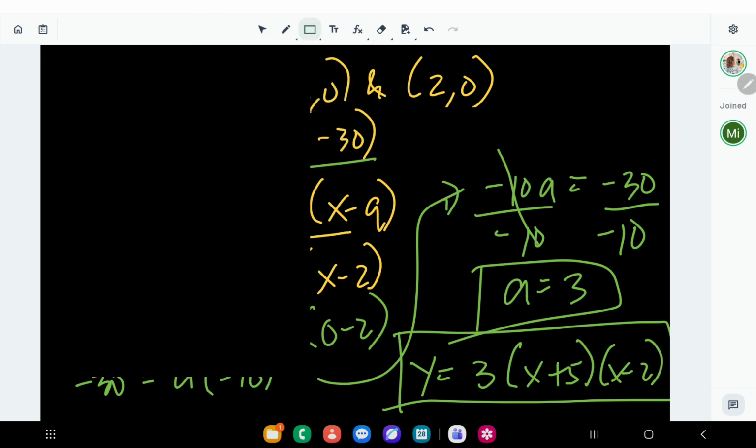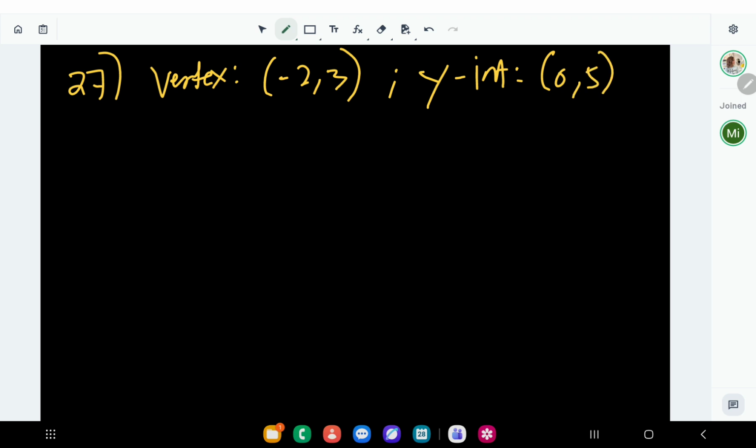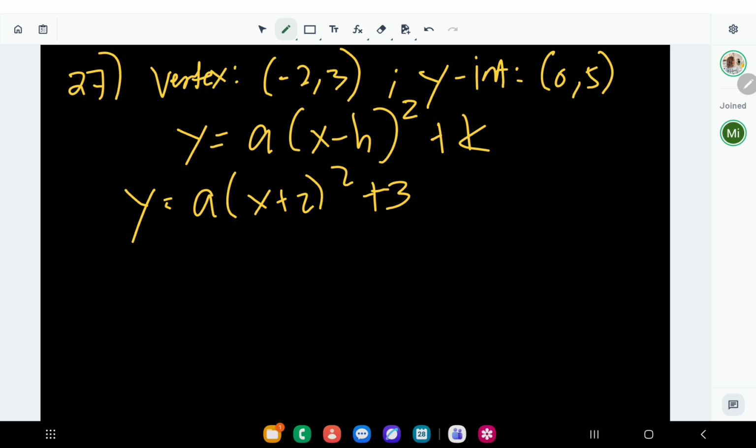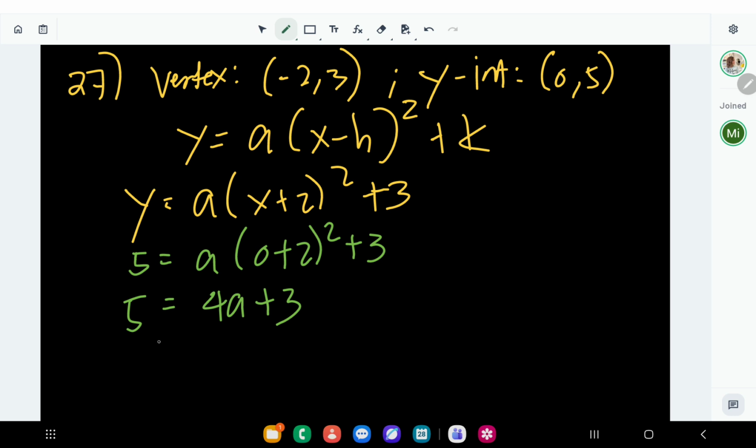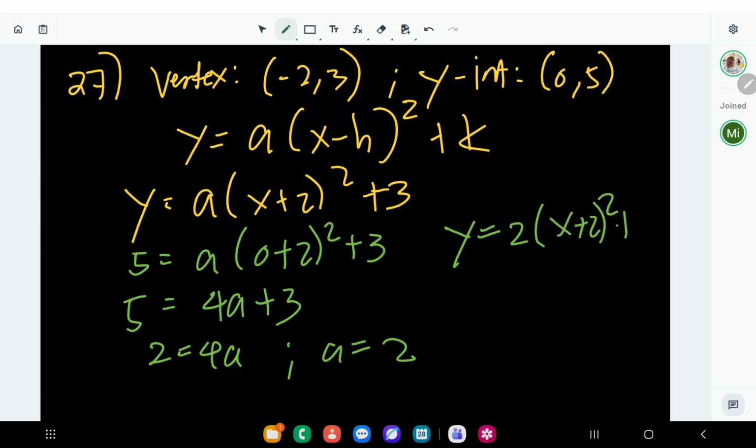Okay, can you do number 27? We're given there the vertex, negative 2, 3. Vertex form. And now you need to solve for a. Solve for a, you plug in the intercept. So this is 5. 5 equals a times 0 plus 2 squared plus 3. So this is 5 equals 4a plus 3, right? So 5 minus 3 is 2. a equals 2. So what's your equation now? Okay, that was easy.